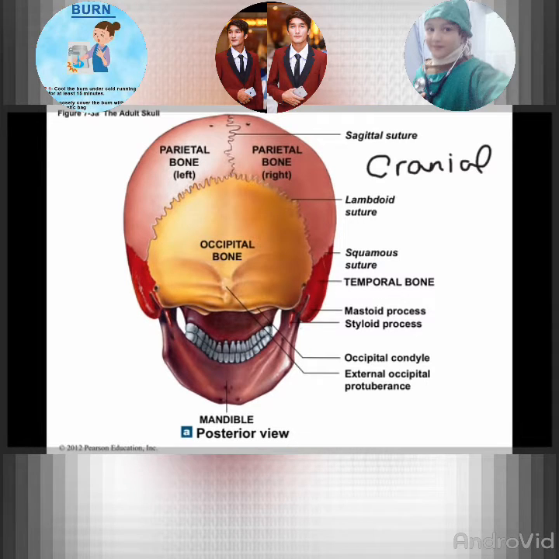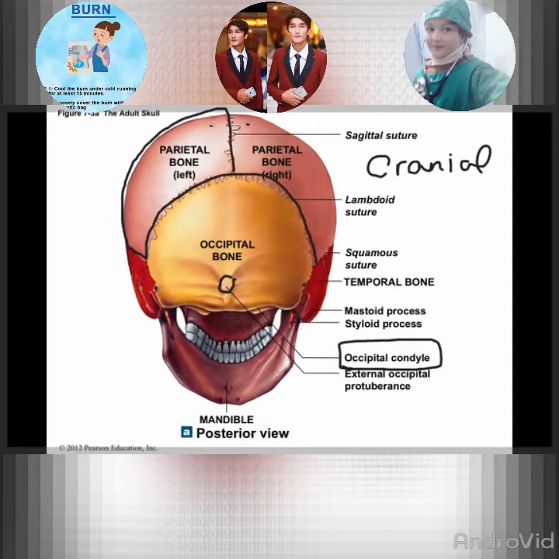This is a posterior view of the cranium, and one bone that we see is the occipital bone. It sits on the back of the head. There's a protrusion off the occipital bone called the occipital condyle, and this is the bump that you feel on the back of your head. On the top of your head, we have a pair of bones, the parietal bones. There's one on the left, and there's one on the right.